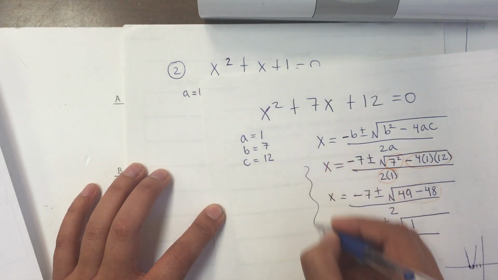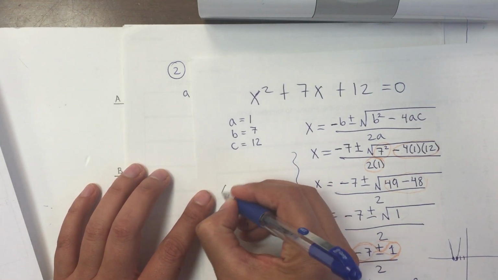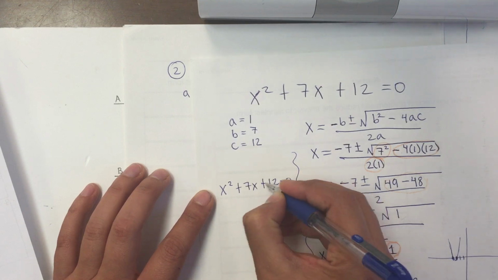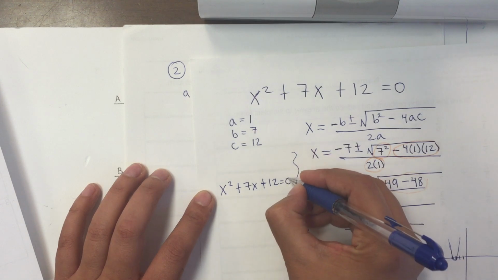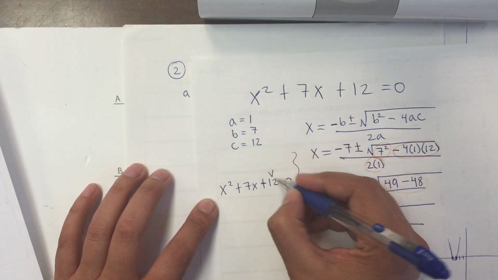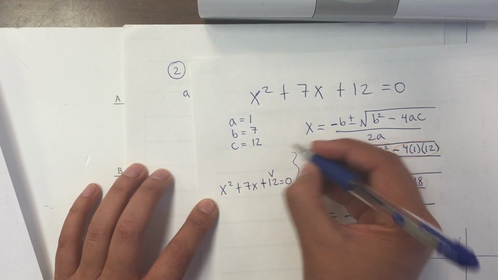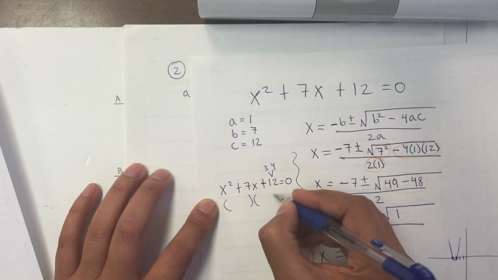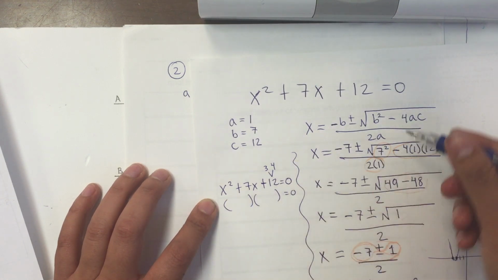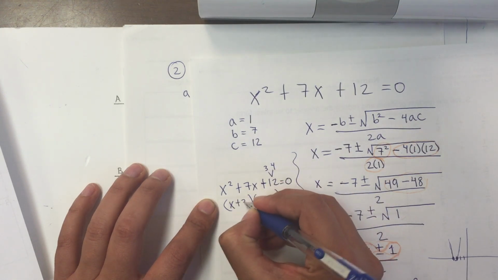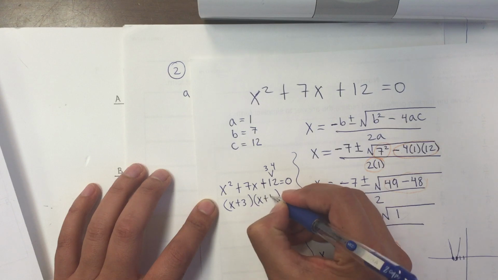So let me go back to this one to show you that sometimes it's easier to use the other method, but when it comes to other complex ones, it's better to use this method. So we notice that this is a number multiplied that makes 12, but added makes 7. Well, it's 3 times 4. We open our parentheses, and instead of doing the quadratic equation, we do factoring. So x plus 3, x plus 4.